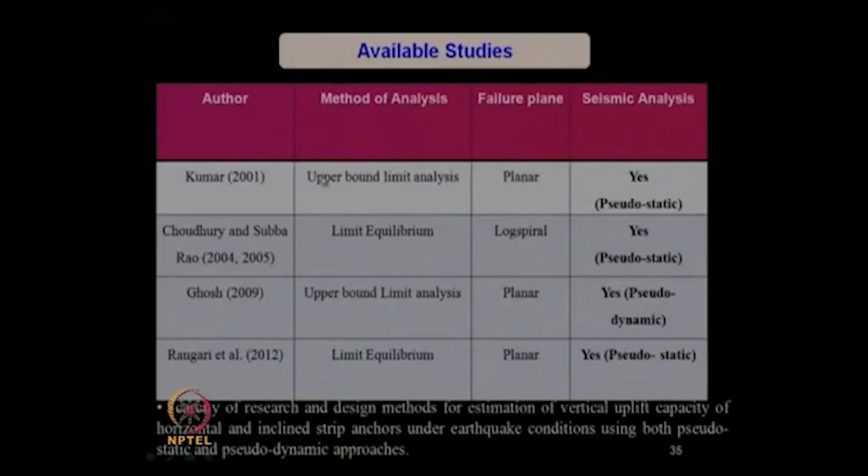Now, coming to the seismic analysis, that is, under earthquake condition, who are the researchers who did research for the estimation of vertical uplift capacity of horizontal and inclined strip anchors under earthquake condition? Like Kumar in 2001, that was one of the pioneering works to obtain the uplift capacity of ground anchors under earthquake condition using the pseudostatic approach. He used upper bound limit analysis using a planar failure surface, and the pseudostatic method was used for seismic analysis.